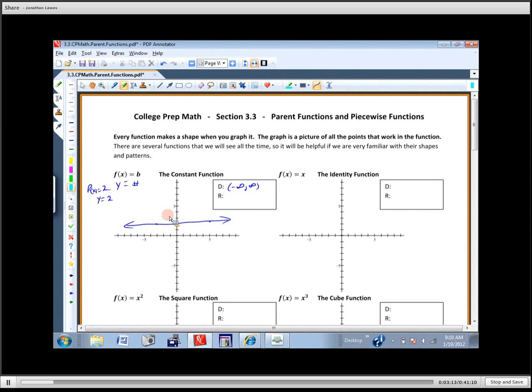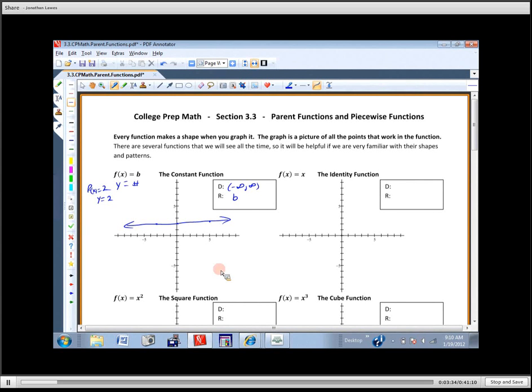Now in general, the horizontal line is wherever b is. So if b is 2, it's right here. If it's 7, it's up here. If it's -5, it's down here. So the range would be whatever b is. Does that make sense? Okay.